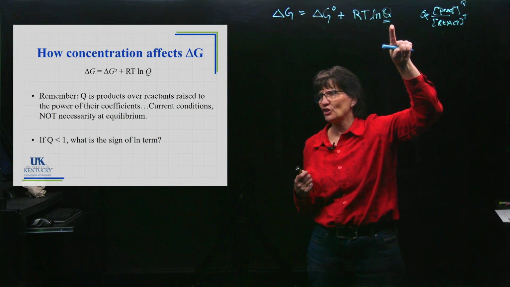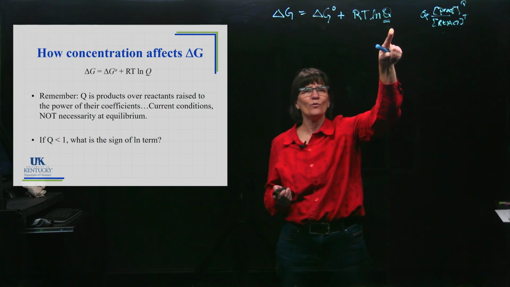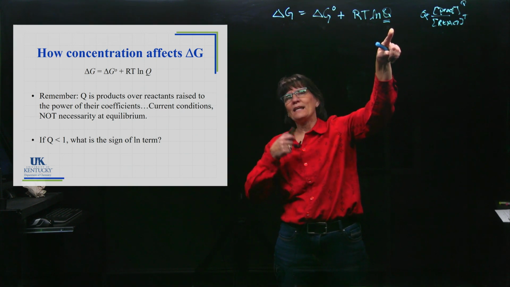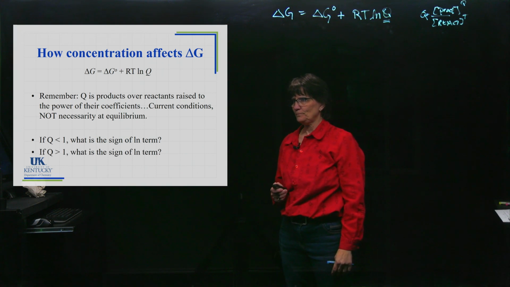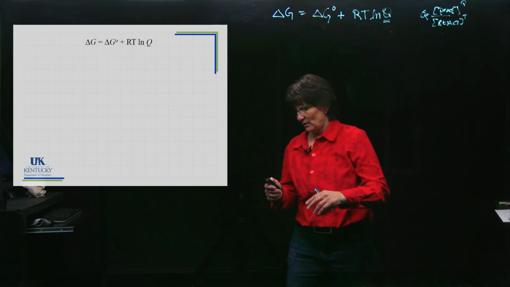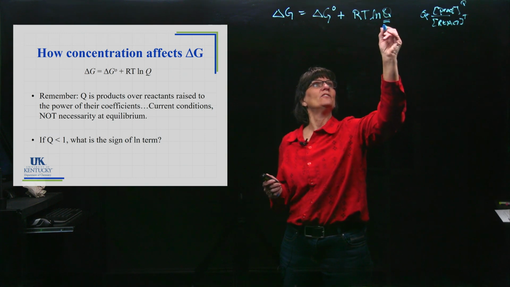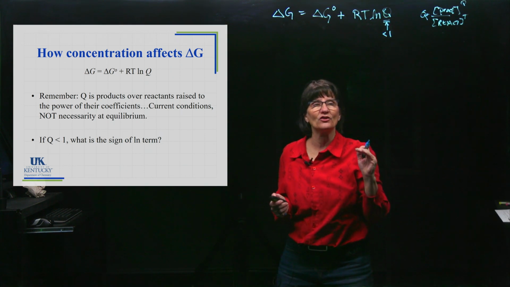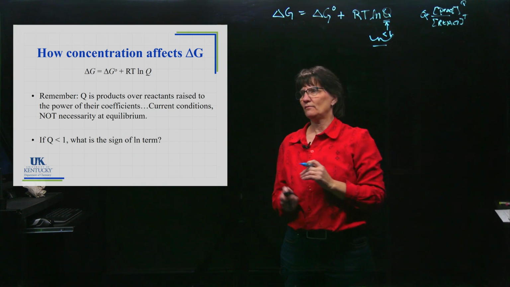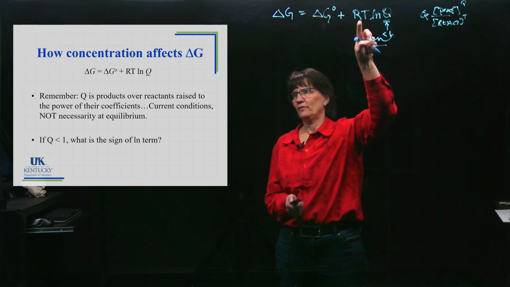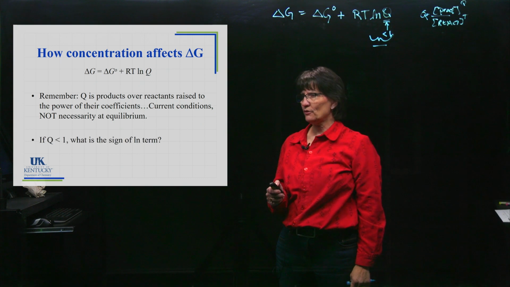What is the sign of the natural log of a fraction? If you don't know, pick up a calculator and take the natural log of 1/2, of 1/3, of 1/4. What kind of sign do you get? It's negative. So if Q is less than 1, it's a fraction, then the natural log is negative. Because this is positive and this becomes negative, you are subtracting away from that.